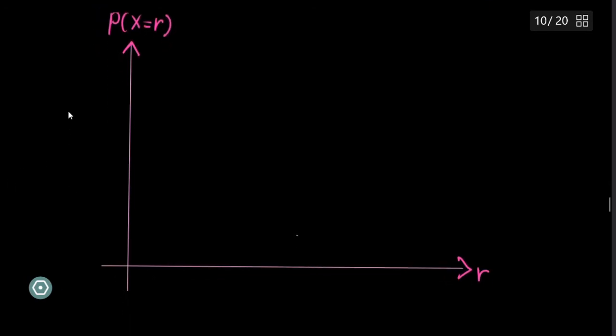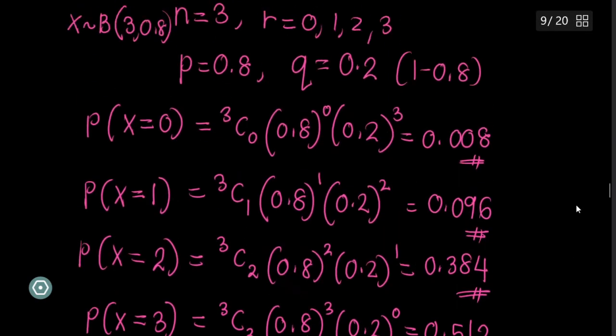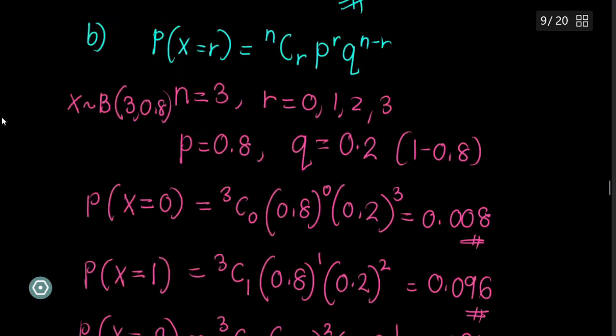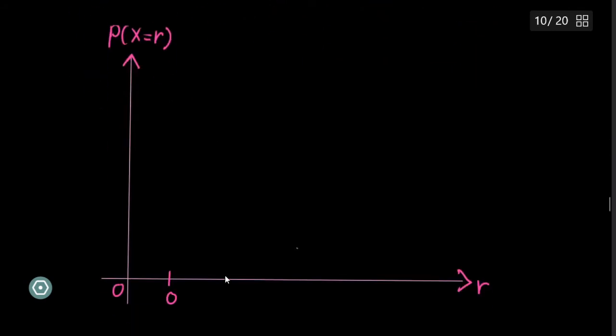Always start with a 0 here and a 0 here. I've also explained why. You must start with a 0 here because your R, do you realize, starts from 0, 1, 2 and 3. So you always must have the R starting from 0, 1, 2 and 3.